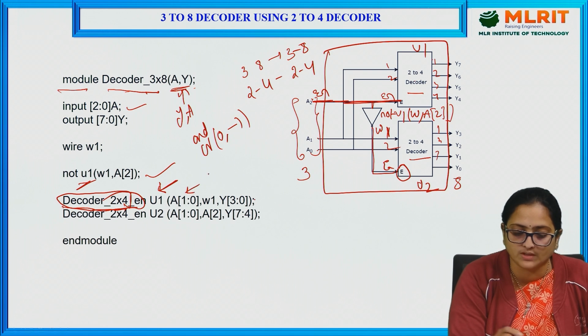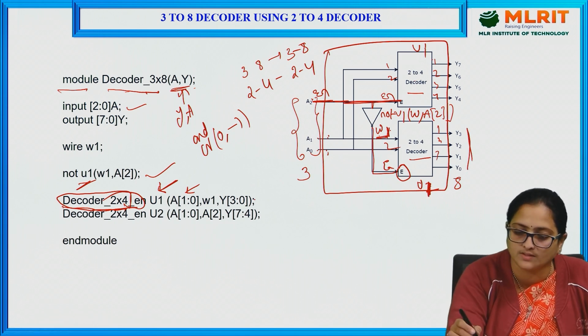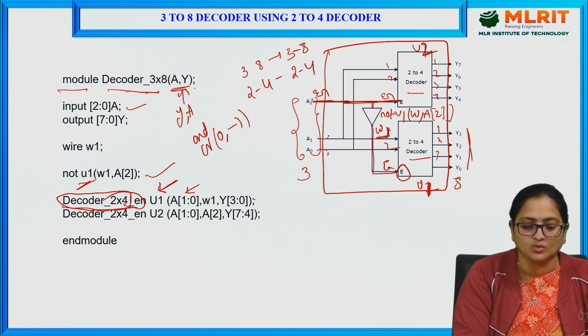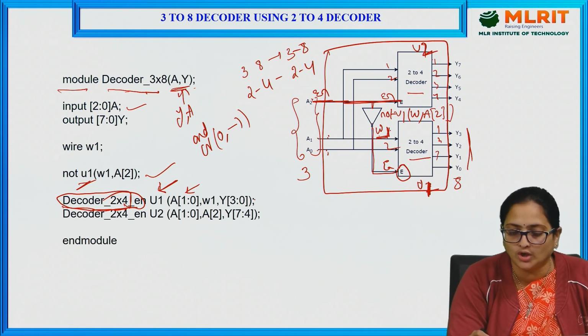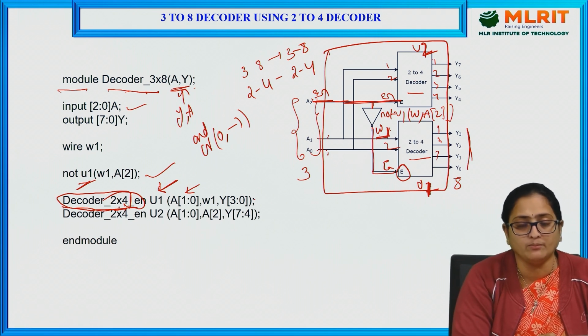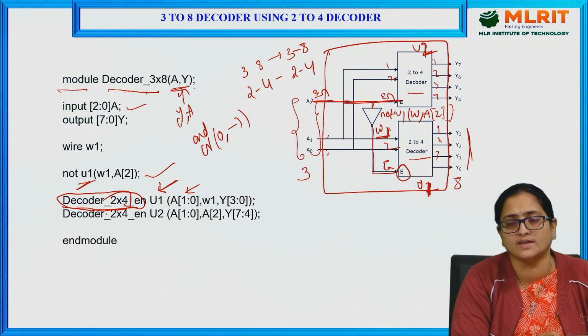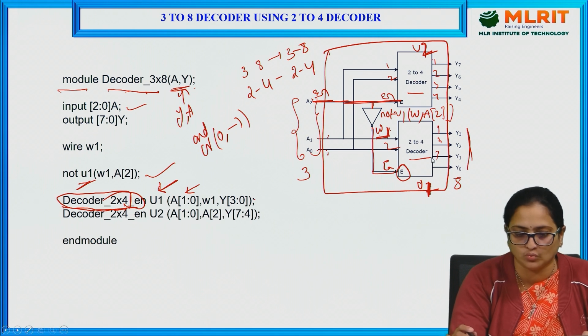So the inputs here are A[0] and A[1], and the wire is also an input, and Y[3:0] are the outputs. So this will be U1 and this will be U2 here. So, decoder. This is not a primitive. Okay, next. The same decoder, the decoder name I initialized in the design description, has been called here, and the decoder instances have been given the names U1 and U2.